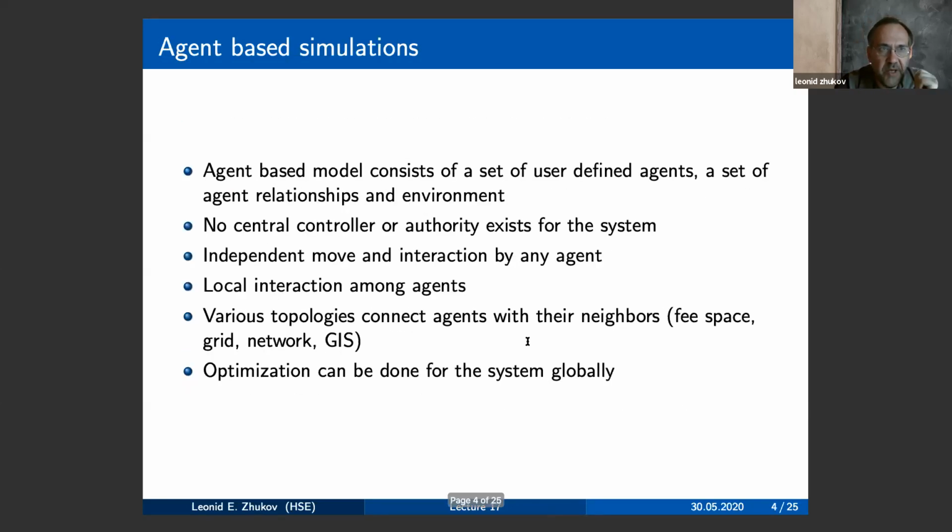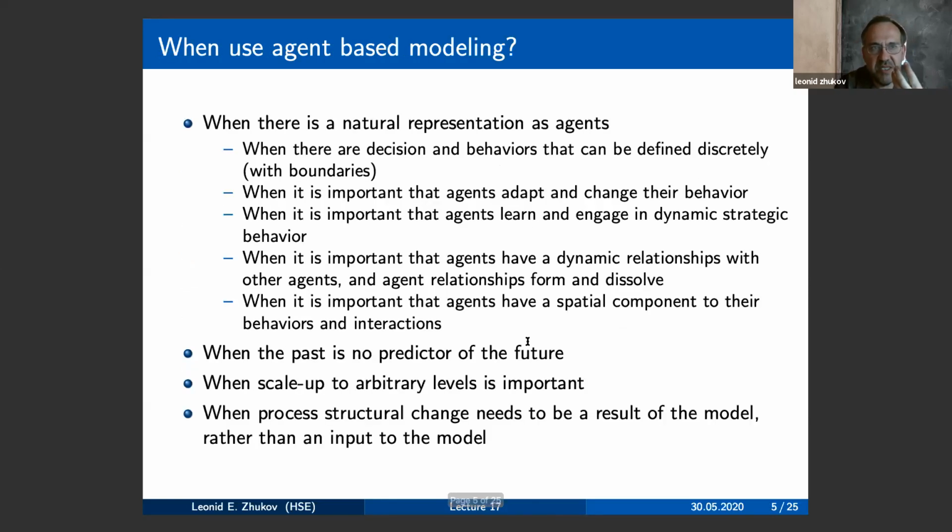So when do we want to do this agent-based modeling? When there's a natural representation, when decisions and behaviors can be defined discretely for each agent. So you're actually describing the rules for an agent. Again, in a simplistic world, an agent will keep its own behavior, but you can make it change behavior, and agents can actually learn as time goes by. In effect, this reflects reinforcement learning kind of approaches.